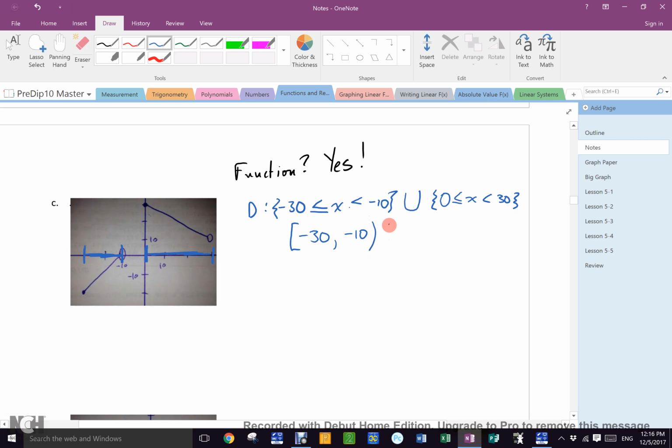Round bracket. Union with what's the other one? Square bracket, 0. Why is it a round bracket? Because it's not included. Because they're empty sides. Oh, okay.